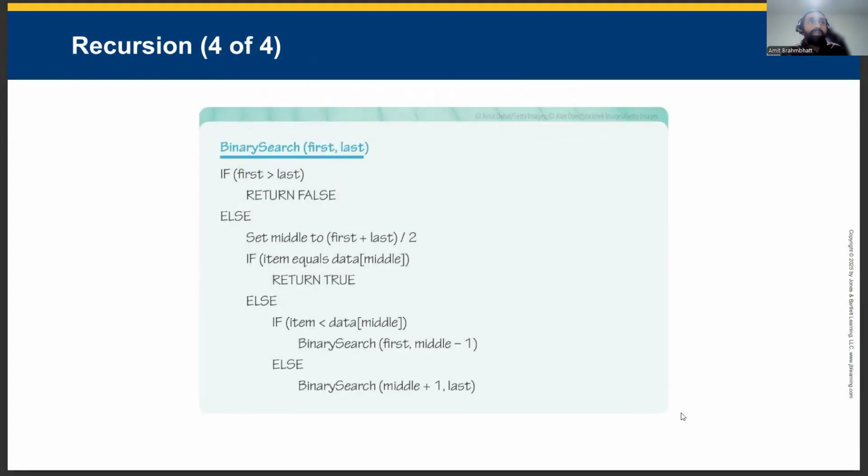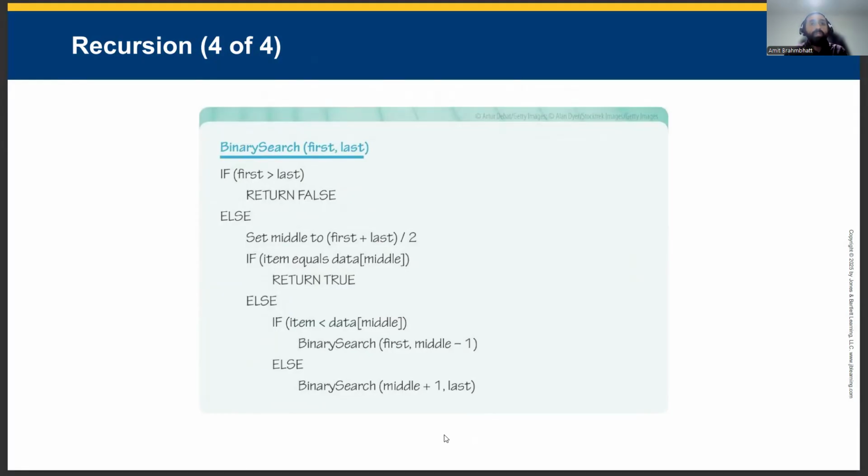Here is an example of recursion with binary search that we discussed a few slides back. I'll suggest that you pause the video and let the algorithm sink in. It has an if and else block. First of all, we check if first is greater than last. If so, we return false.